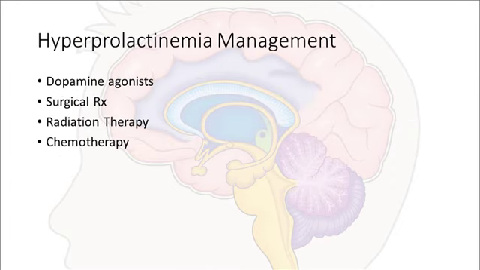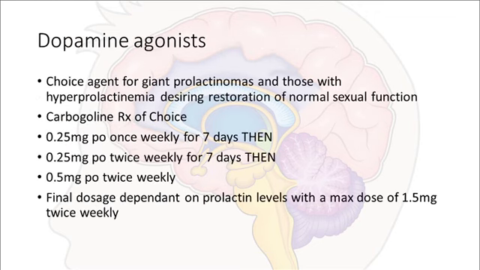Hyperprolactinemia management includes dopamine agonists, surgical treatment, radiation therapy, and in some cases chemotherapy. Right, dopamine agonists are the management of choice in these patients with giant prolactinomas and those with hyperprolactinemia desiring restoration of normal sexual function. We primarily use cabergoline as the treatment of choice. Remember, cabergoline will reduce prolactin production, right?